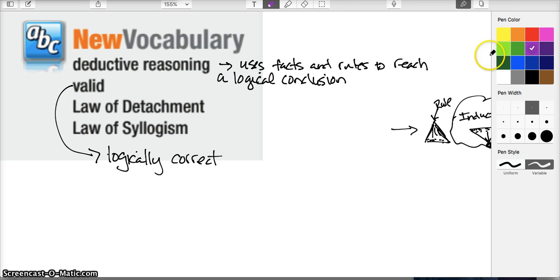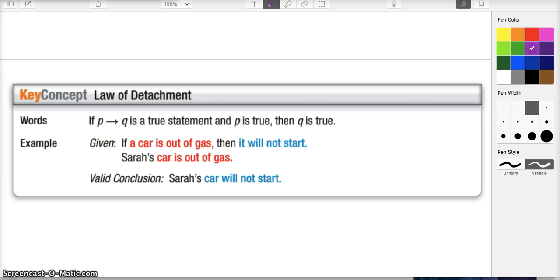The first one is called the law of detachment, and the law of detachment is nicely summed up in this figure or key concept right here. So the law of detachment, in words: if P implies Q is a true statement, and P is true, then we can totally say that Q is true. It's the law of detachment.